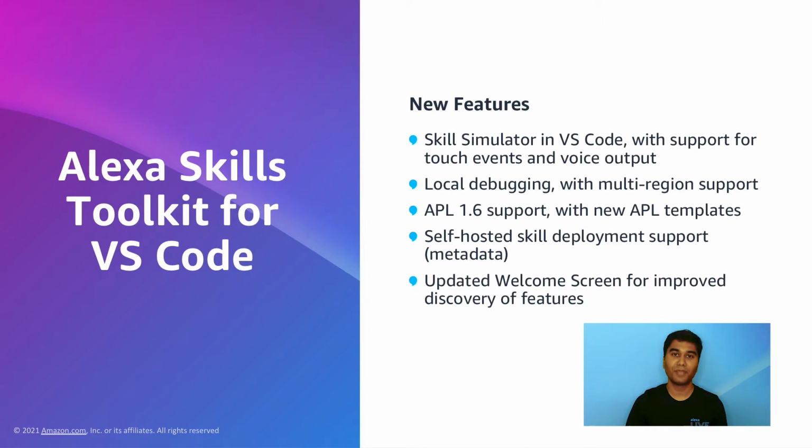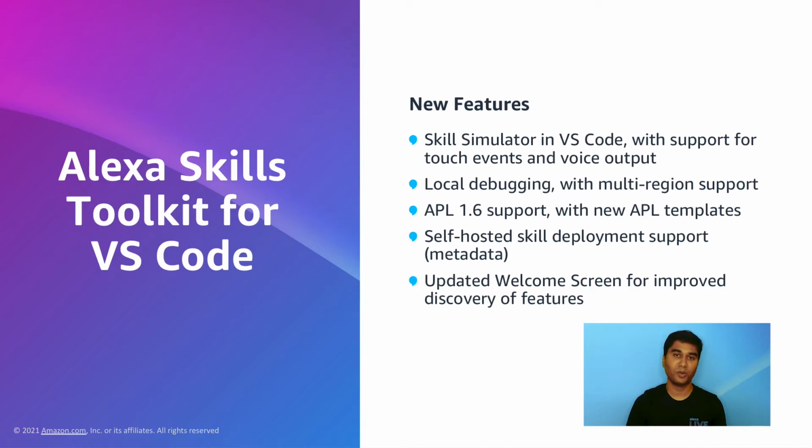First, we've updated the skill simulator in VS Code, adding support for APL touch events and voice output in skill responses. Next, we've updated the local debugger with multi-region support. We have also added support for APL 1.6 and added new templates that you can preview and add to your skill, all within VS Code.